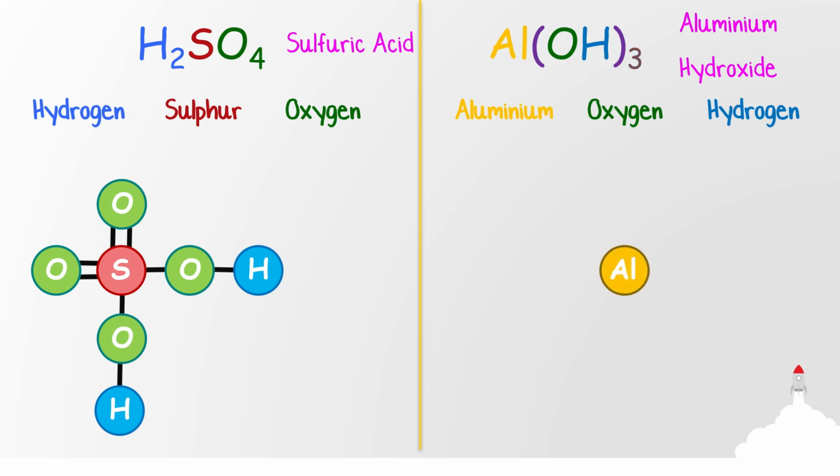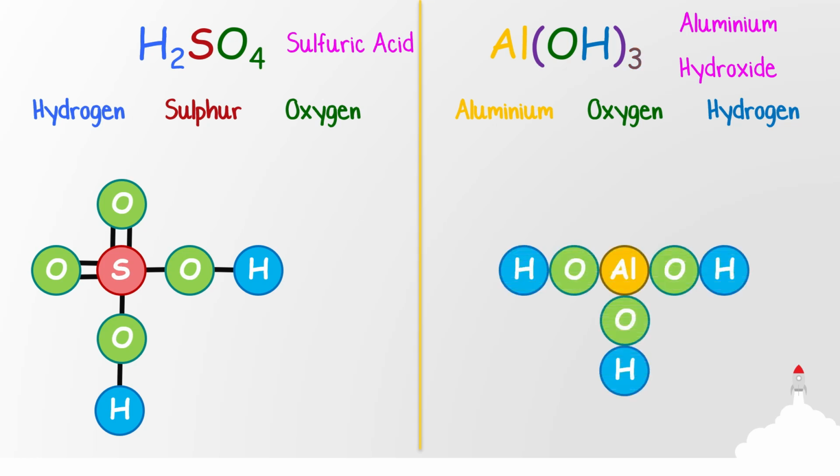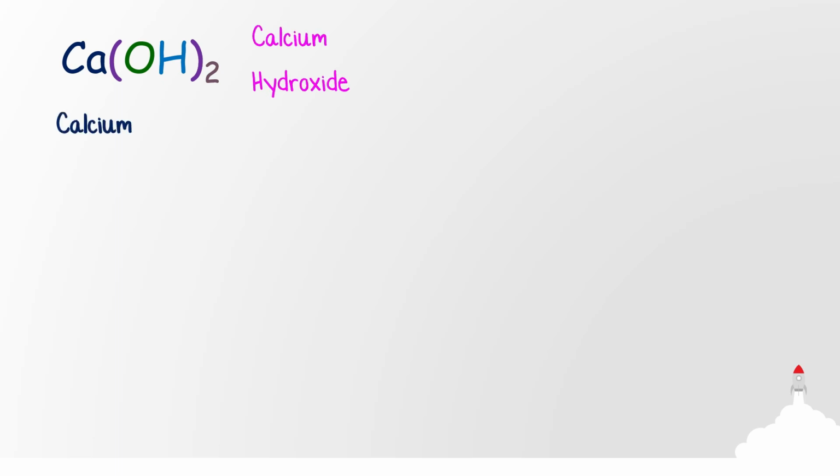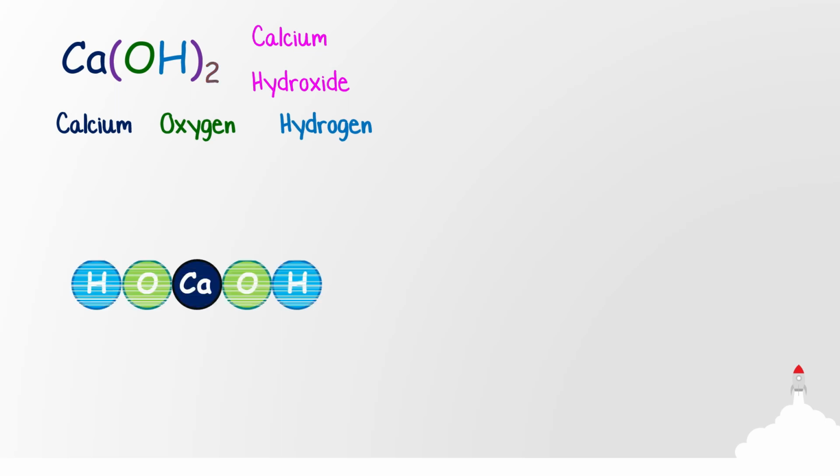So we have 1 atom of aluminium and 3 groups of OH. Let's look at another example, Ca(OH)2, or calcium hydroxide. Ca represents calcium, O represents oxygen, and H represents hydrogen. The brackets are used to group everything inside them, and the number on the outside, which in this case is 2, tells us how many of those groups there will be. So here we have 1 atom of calcium and 2 groups of OH.